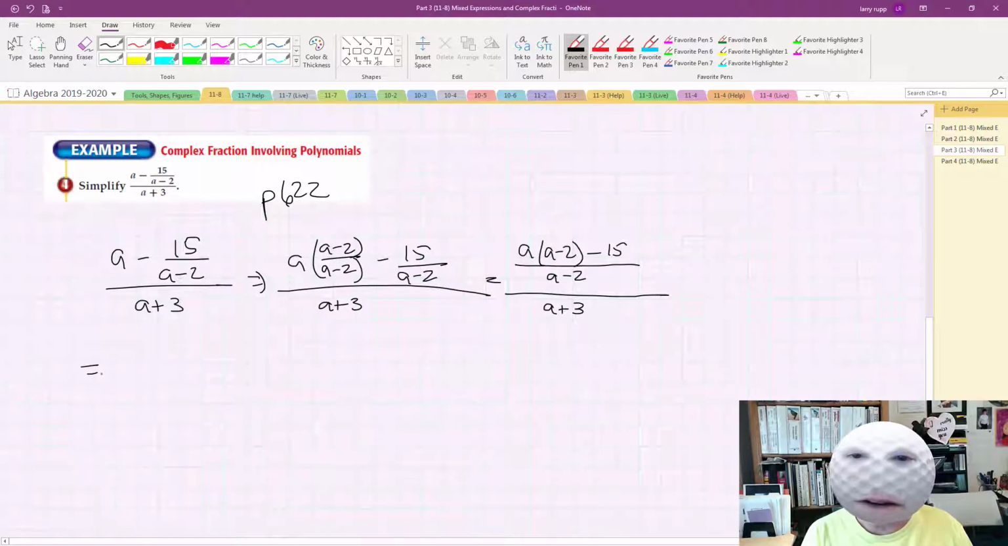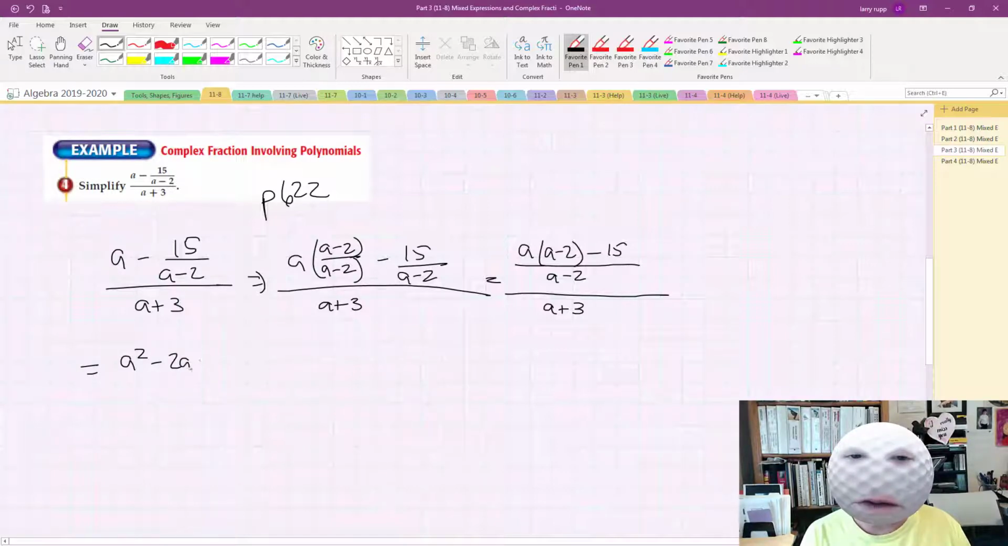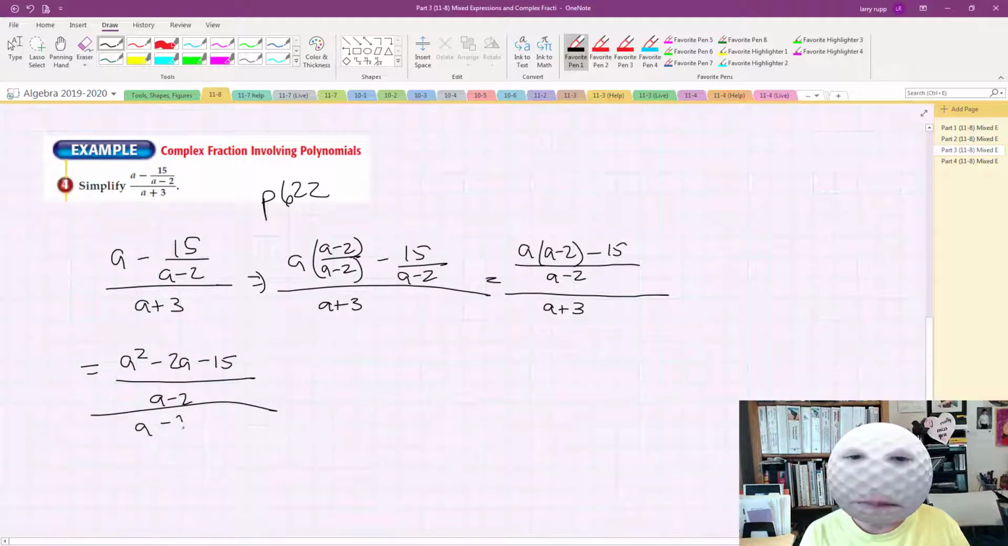Alright, so coming down here then, what I'm going to do is I'm going to multiply this top out. I'm going to multiply it through, distributed out. So we have a squared minus 2a minus 15 all over a minus 2 all over a plus 3. Like that. That's a horrible line. That was not much better.